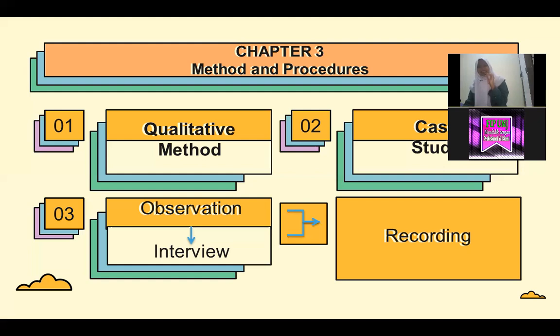Okay. And then you also mention recording. So what is it? Observation, interview, and then the result here is in the form of a recording. What is it? So in observation, you mean the process, isn't it? You mean the process or what? Can you repeat it again?